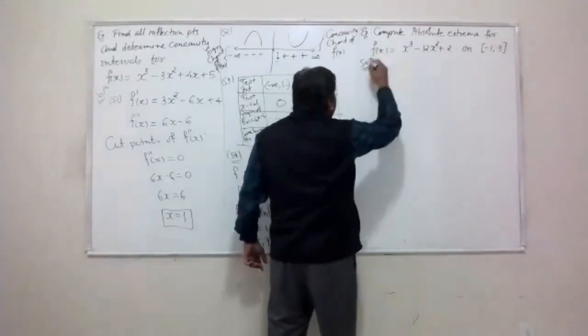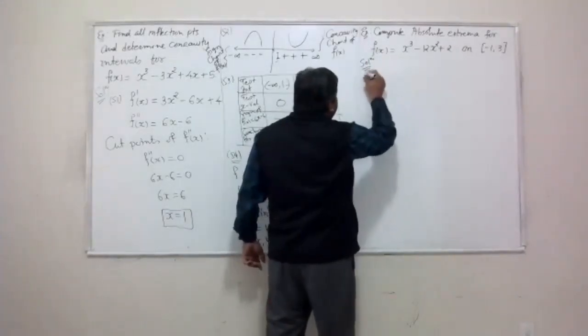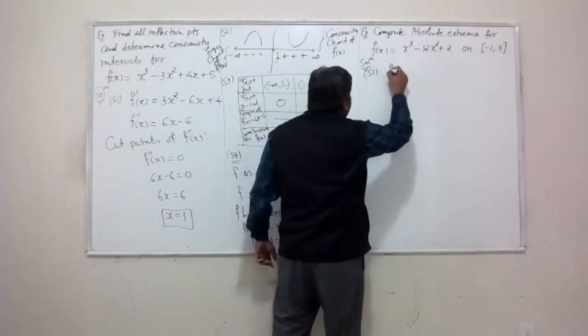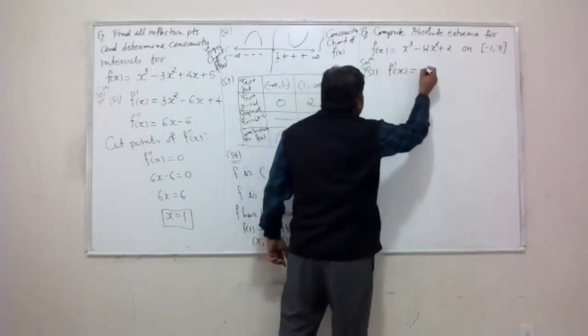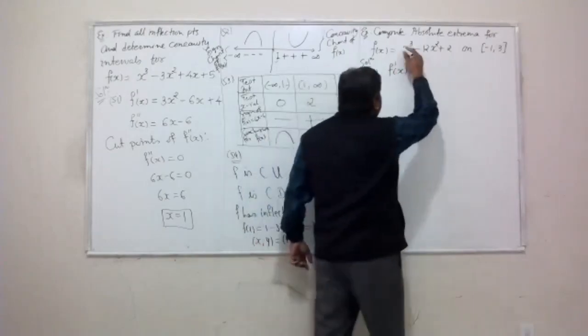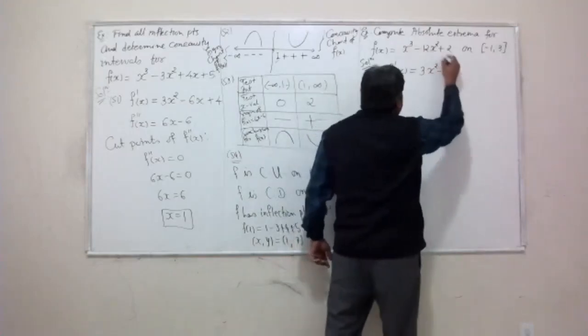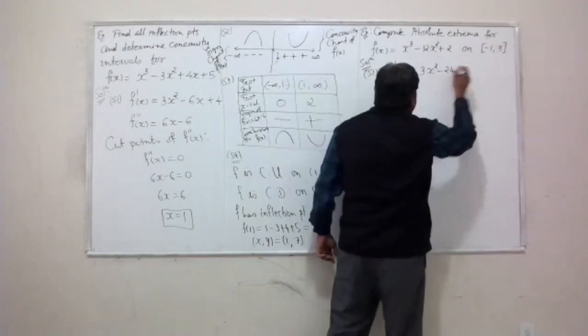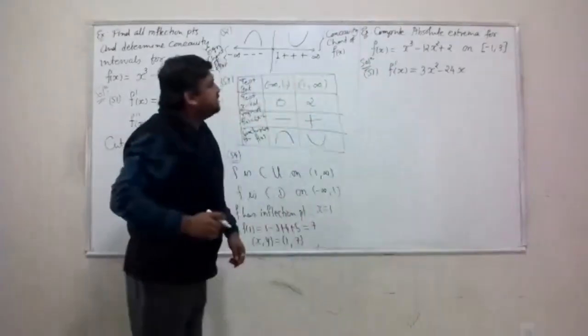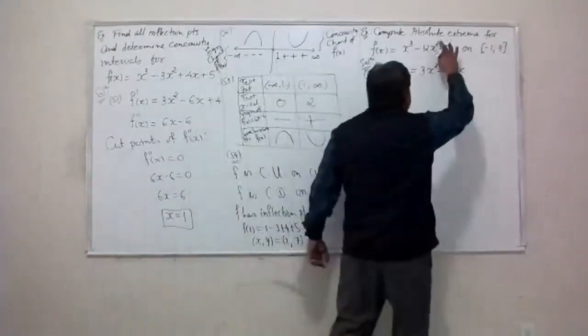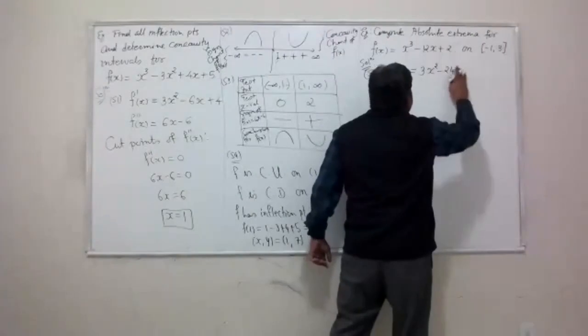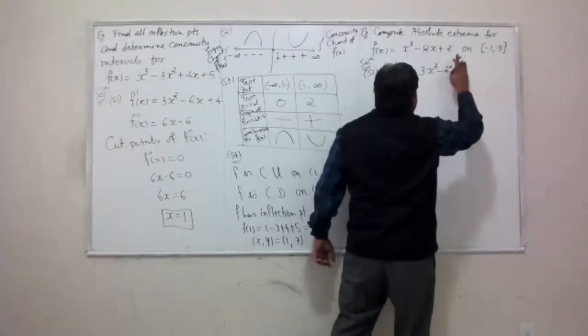I will compute the cut points of f prime x. So step 1, computation of f prime x. These are the candidates for maxima and minima. Derivative will be 3x squared minus 24x. All right, looks like we need to make a minor change in the function.